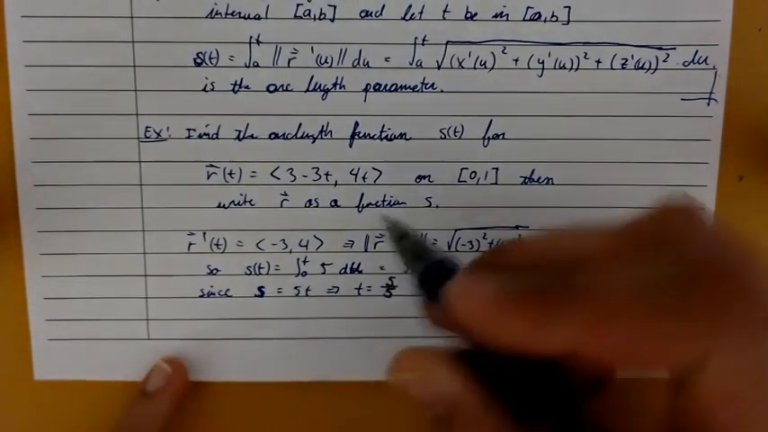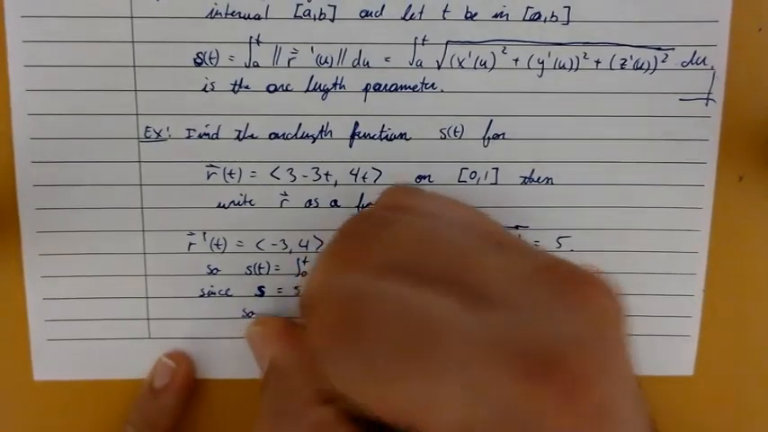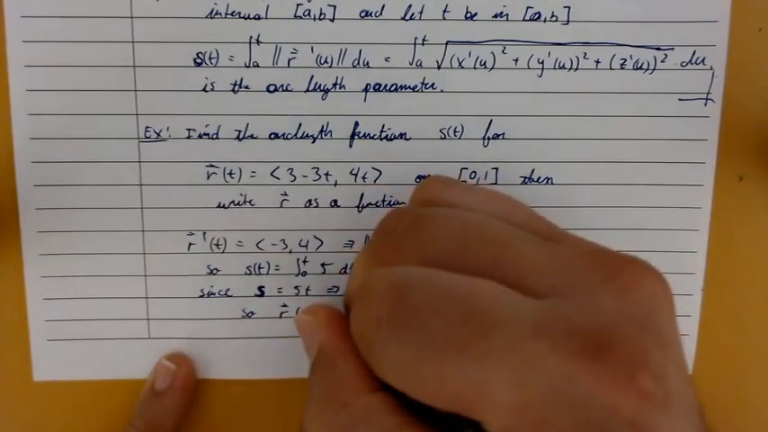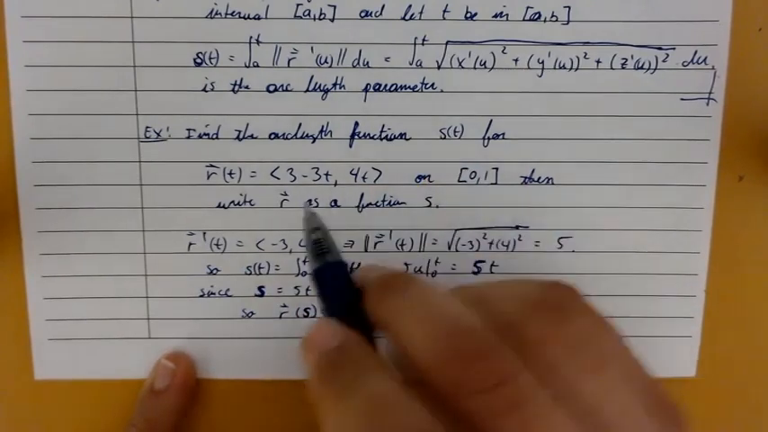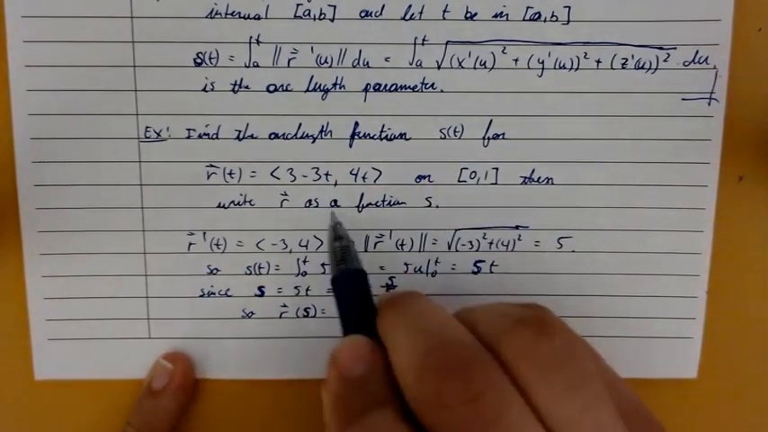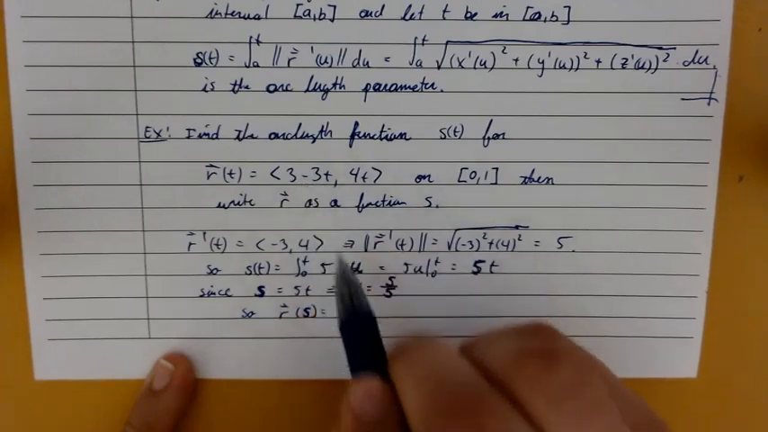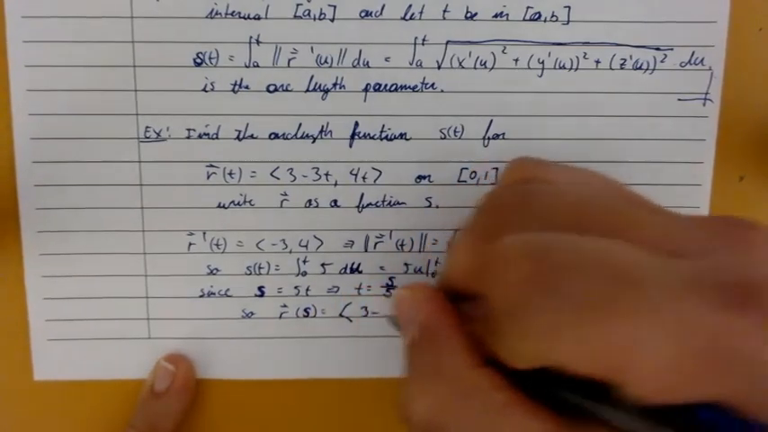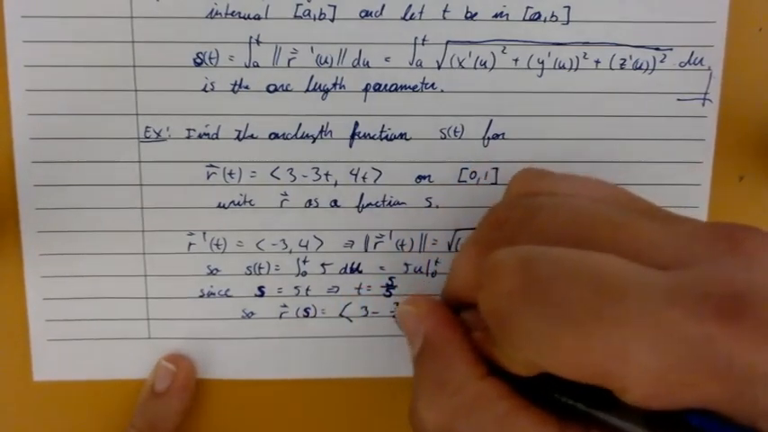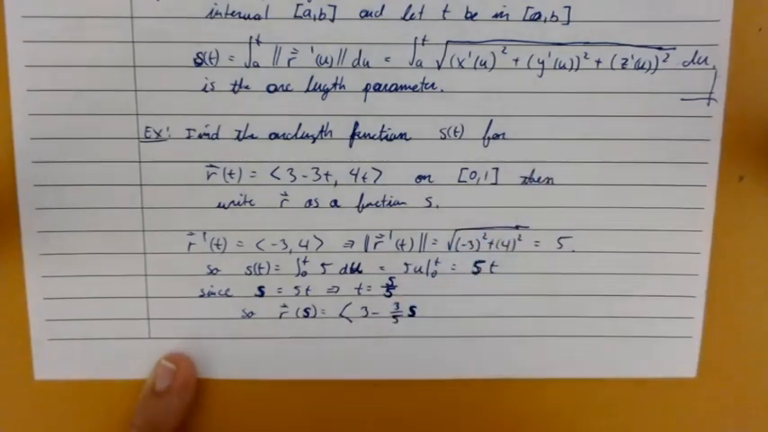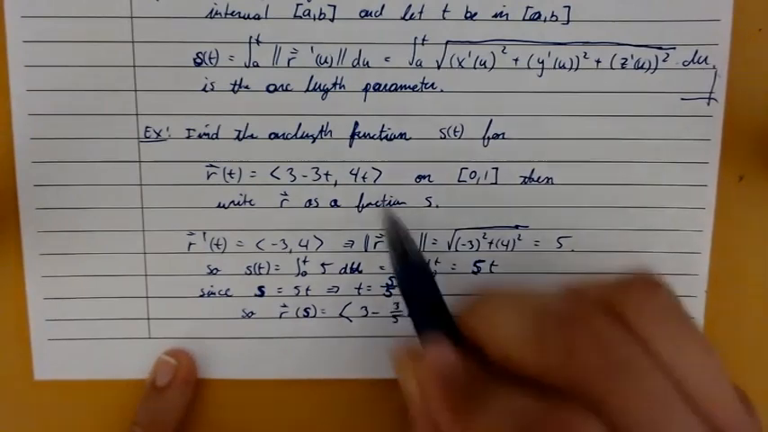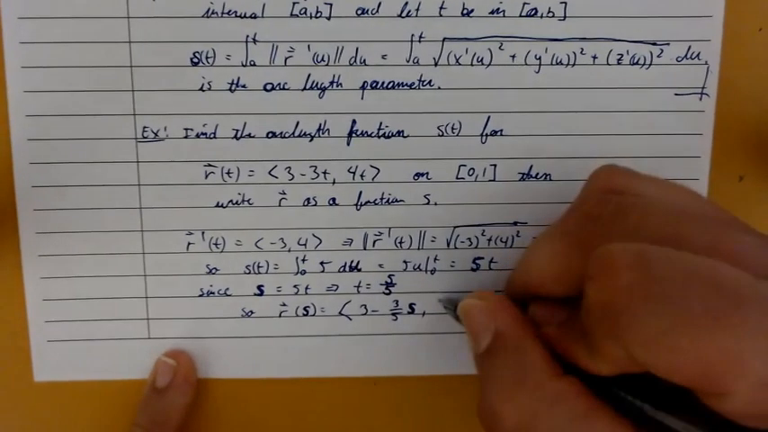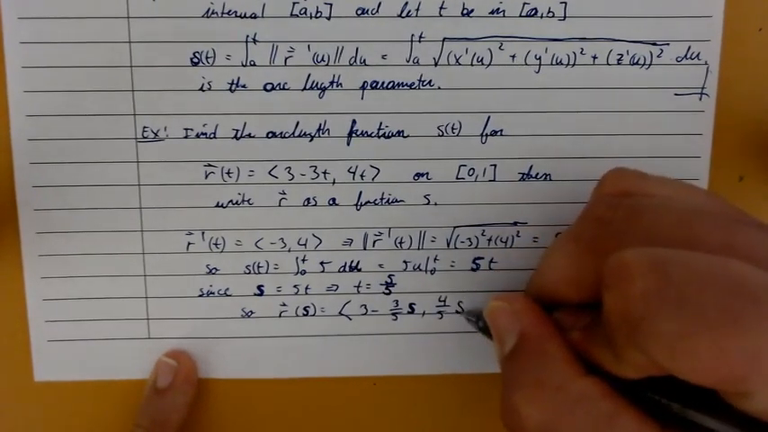So now with a simple substitution, we get that instead of r of t, we can write this as r of s, which is equal to, well, here we're replacing t with s over 5. So that'll be 3 minus 3 times s over 5. So that'll be 3 minus 3/5 s, comma, and then you're taking s over 5, replacing t with that, and then times 4, so that'll be 4 over 5 s.